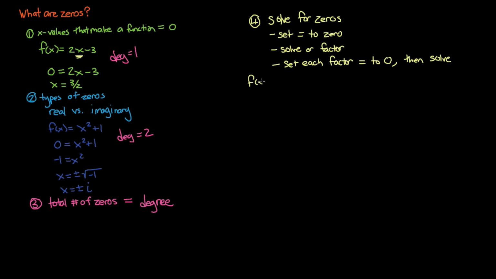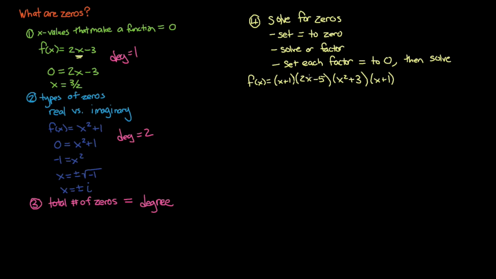So here's our example. F of x equals x plus 1 times 2x minus 5 times x squared plus 3 times x plus 1. So here we can't see the degree of this function very easily, but we can look at the degree of each of the factors and imagine what we would get if we were to actually multiply all of those factors together. So here we have a degree of 1 times another factor with a degree of 1. That would get us a degree of 2.